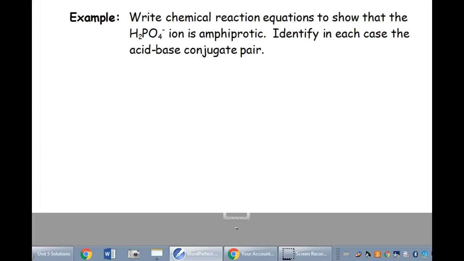And so here's what I'd like you to do. I'd like you to write out a chemical reaction equation, two actually, to show how the H2PO4 minus ion is amphiprotic. Now I know that you can look this up online and find it, but what I'd like you to do instead is to try yourself, because ultimately on a test or a quiz, you're not going to have Google to rely on, right? So it's important that you understand how to work through this question.